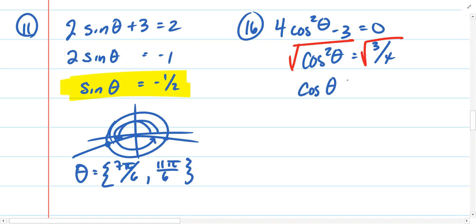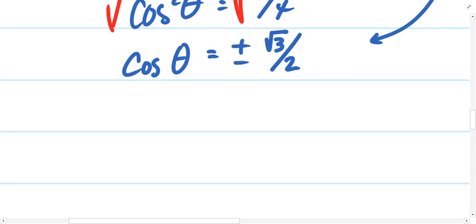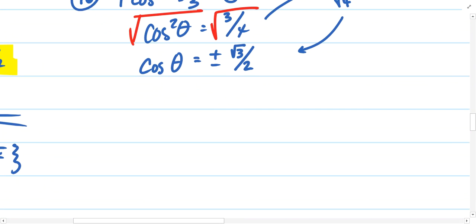Since the square root symbol was not included in the original problem, we've got to be prepared for both a positive and negative solution. Now, as it turns out, the square root of 3/4, let's remind ourselves, would be the same as the square root of 3 over the square root of 4. And since the square root of 4 is a nice result, we'll come back here and say that we're talking about the square root of 3 over 2. So we've got a positive or negative square root 3 over 2 as the result for cosine.